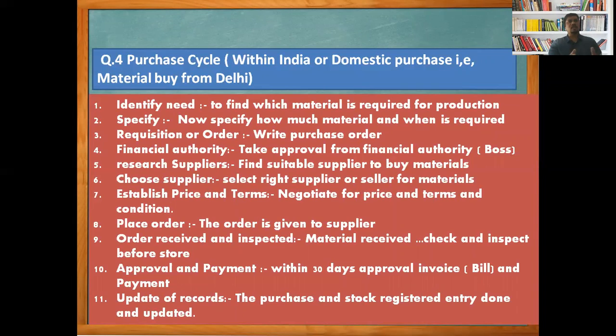We need this kind of material for production purposes, and we are going to purchase from Delhi. Then research suppliers: those available within Mumbai and outside Mumbai, in Delhi. I have selected Delhi, which is famous for certain kinds of material used in my factory, so I am going to select a Delhi supplier. Before giving the order to any supplier, I have to find the best suitable one. That is called researching the supplier.